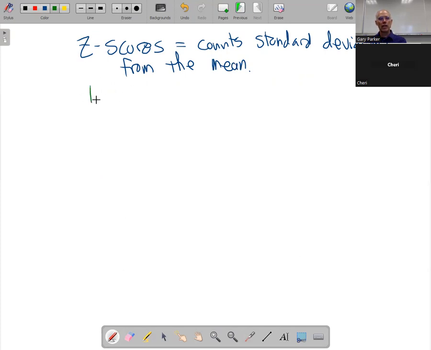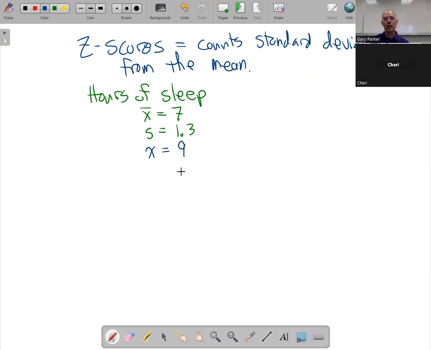So in the example I was looking at for hours of sleep, we knew that the mean was about 7, and the standard deviation was about 1.3. If an individual, call them X, has hours of sleep of 9, we want to count 9 is how many standard deviations away from 7, because the z-score counts that. Well, we have to look how far are 9 and 7 apart. So X minus X bar, so 9, take away 7, it tells me that they are 2 apart.